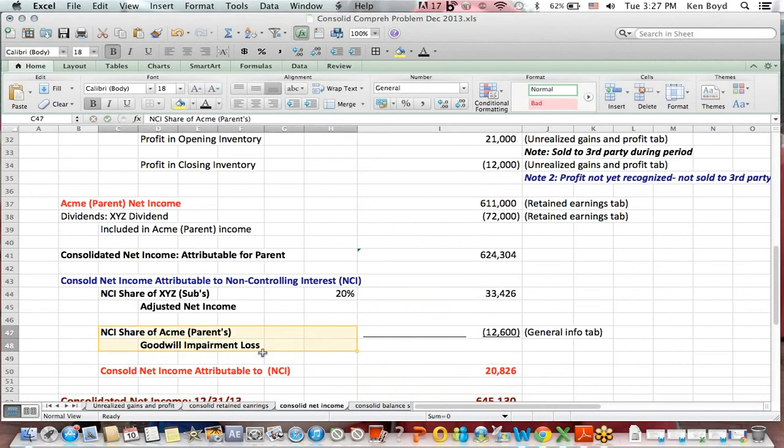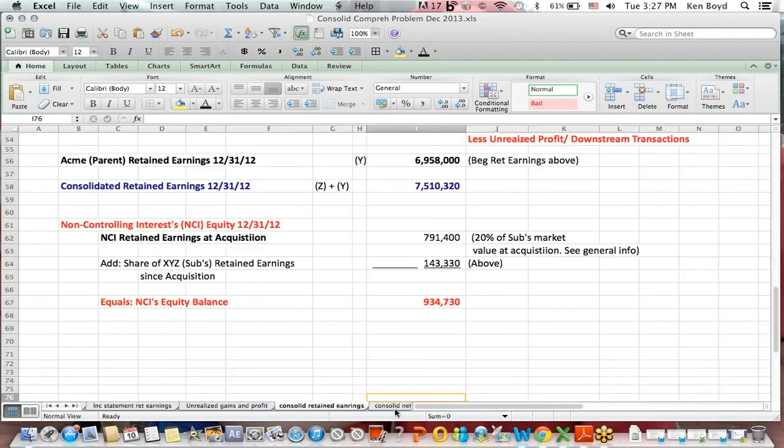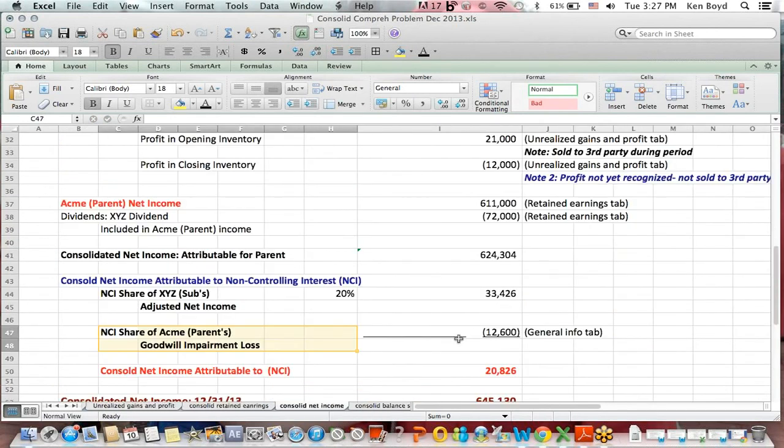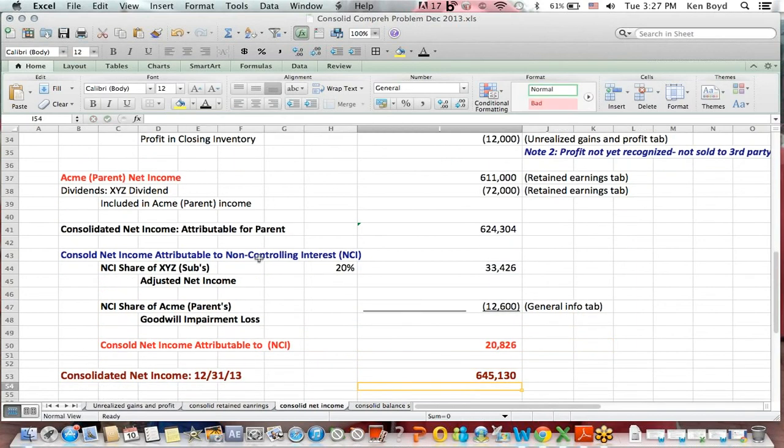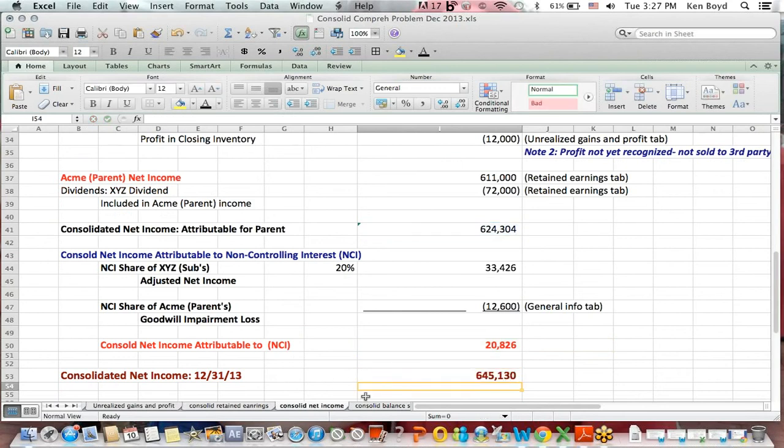We then subtract out the parent's share of goodwill impairment loss. If I was to go back to the general info tab, I see that goodwill impairment attributable to the non-controlling interest is $12,600. That gets subtracted. So there's net income attributable to the non-controlling interest. And I can add that up and get consolidated net income. In blue, net income attributable to parent. In green, attributable to the non-controlling interest.